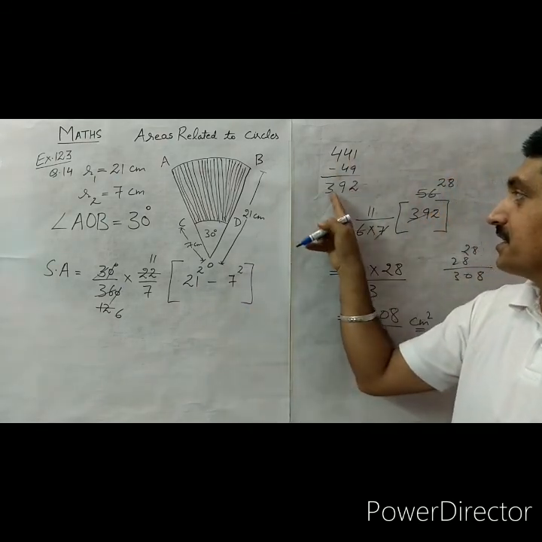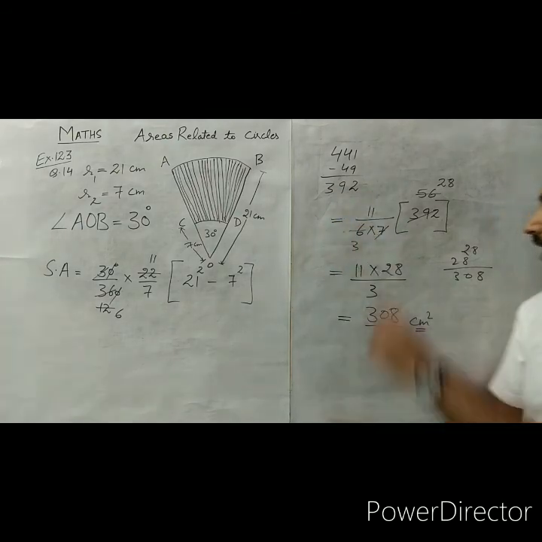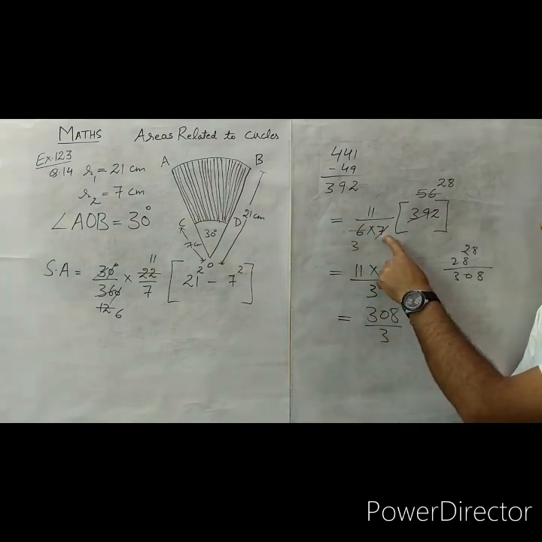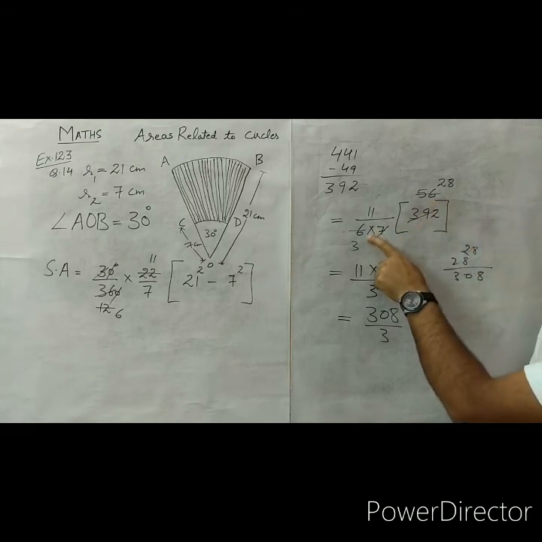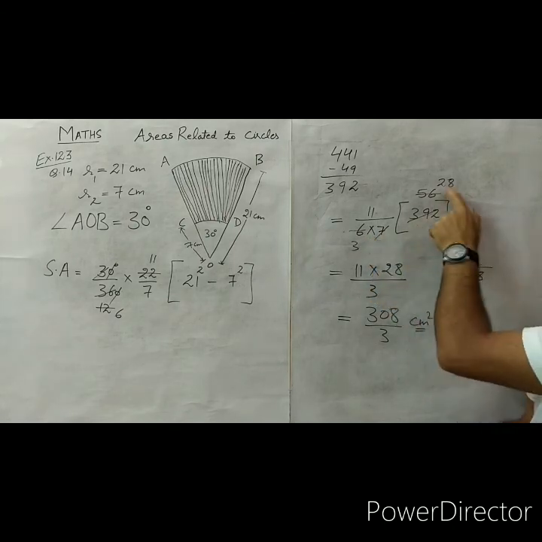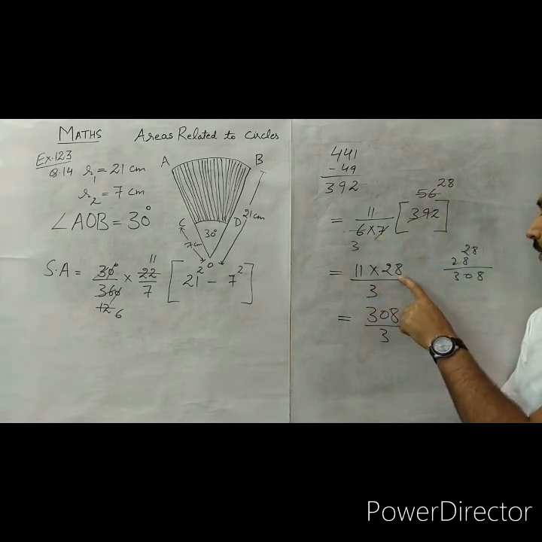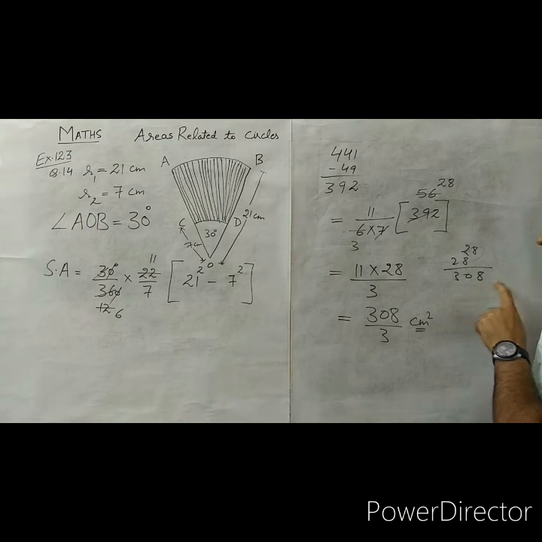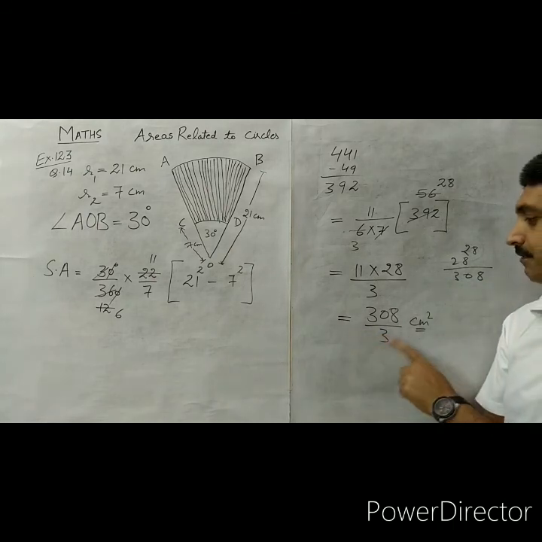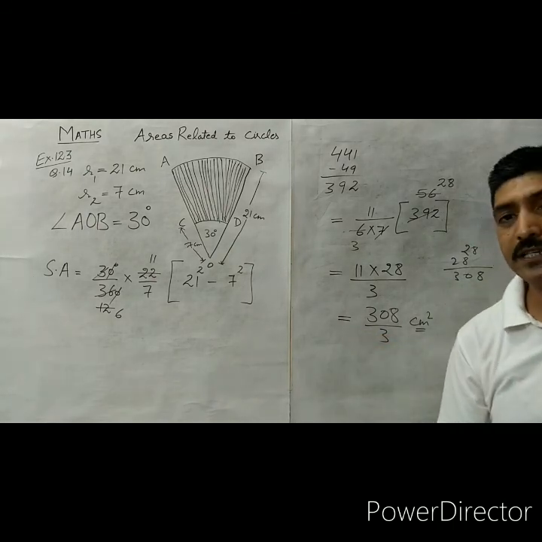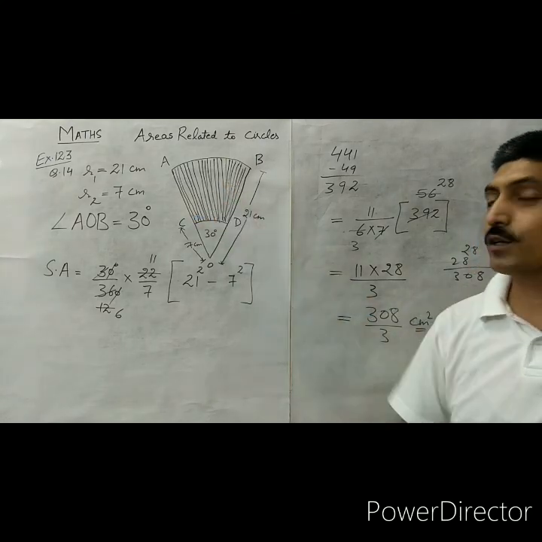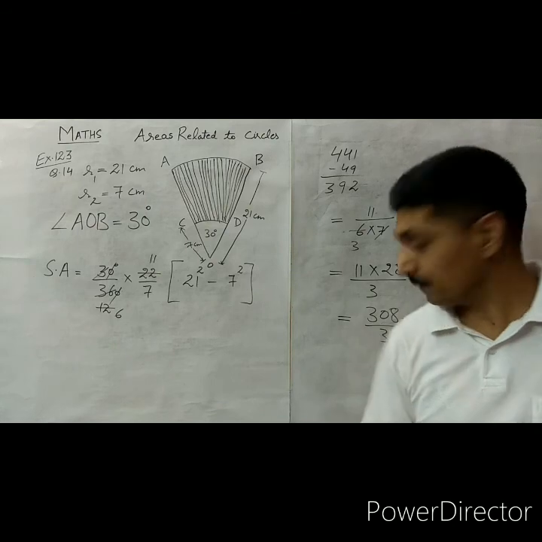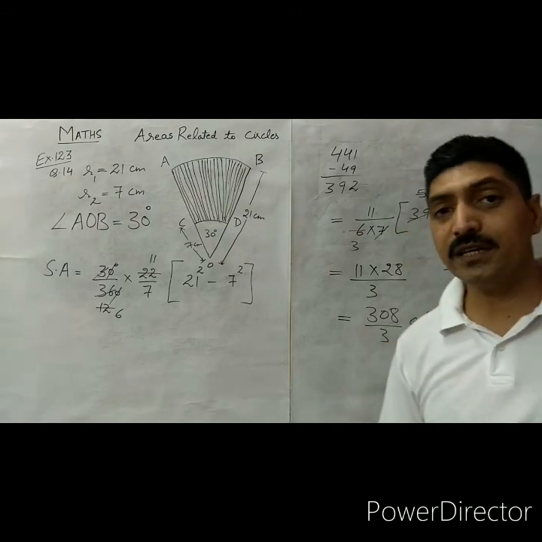When we subtract, it is 392, and here we are dividing 392 by 7, it is 56, and again with 2, here it is 3 and it is 28. So 11 into 28 is equal to 308. So final answer we have 308 upon 3 centimeter square. This shaded area is equal to 308 upon 3 centimeter square.